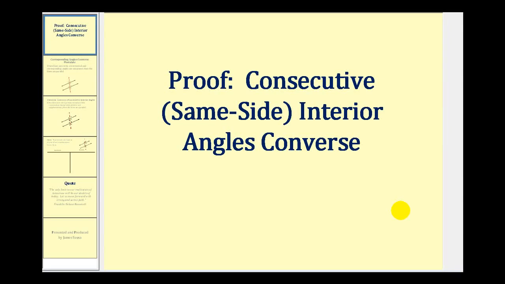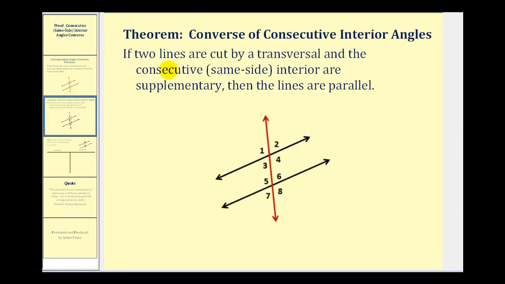Welcome to a proof of the consecutive interior angles converse, sometimes called the same side interior angles converse. This theorem states that if two lines are cut by a transversal and the consecutive interior angles are supplementary, then the lines are parallel. So this is saying if angle 3 and angle 5 are supplementary, then the lines would be parallel, or if angles 4 and 6 are supplementary, then the lines would be parallel.